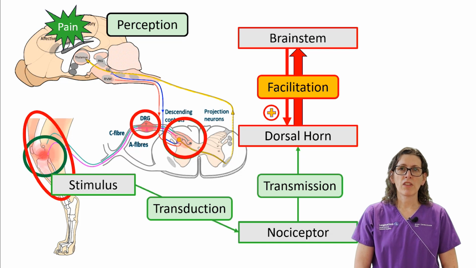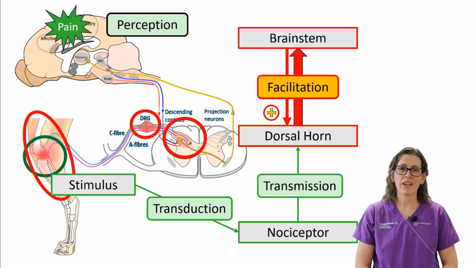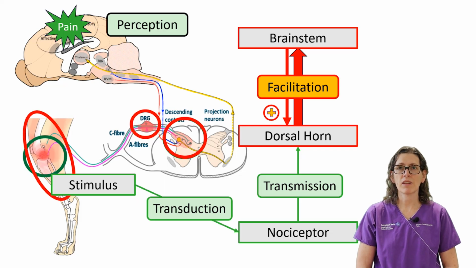And here we have secondary hyperalgesia, as I described before, where a much wider area starts to become sensitized, and the further up the limb becomes uncomfortable from just the original injury.